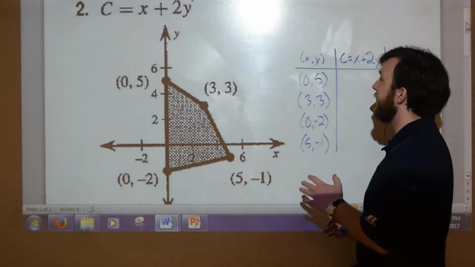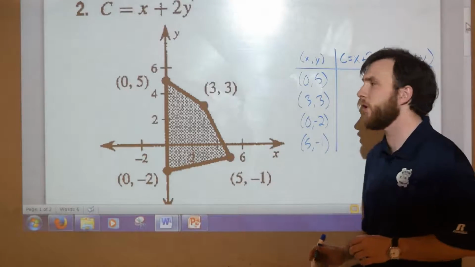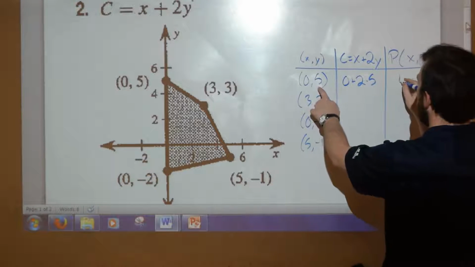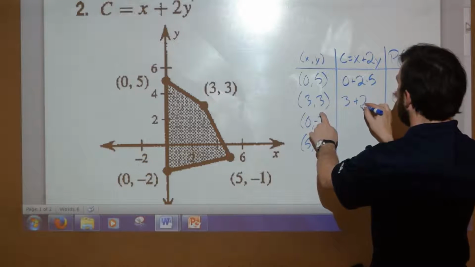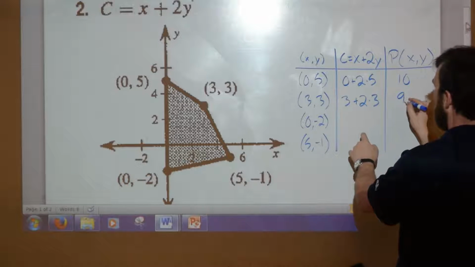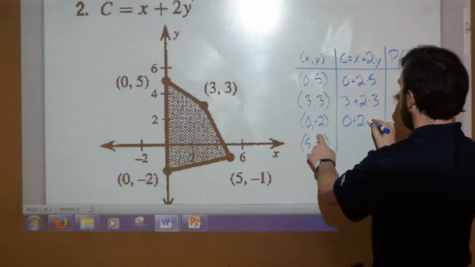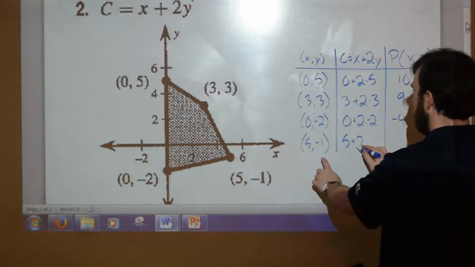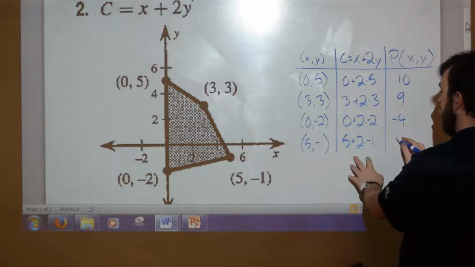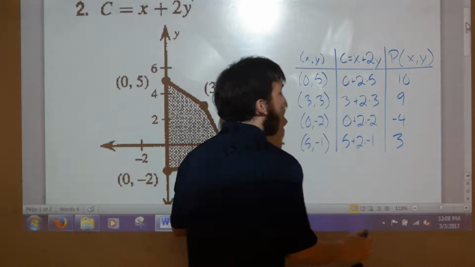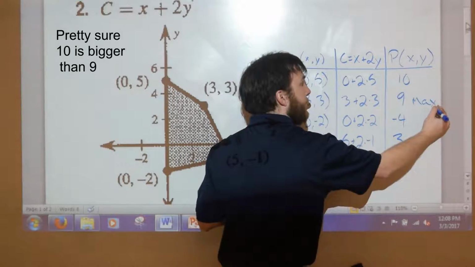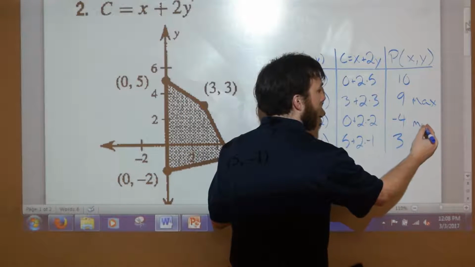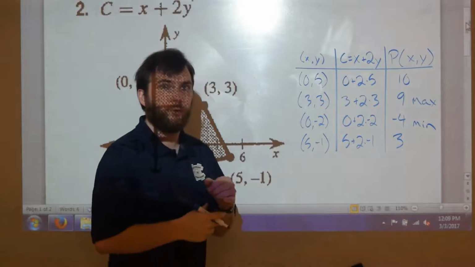Alright, so the objective function this time, x plus 2y, just a little bit more complicated. So for this one, that would be 0 plus 2 times 5, 3 plus 2 times 3, 0 plus 2 times negative 2, and then 5 plus 2 times negative 1. So we have a max of 9 at the point (3, 3). A minimum of negative 4 at the point (0, negative 2).